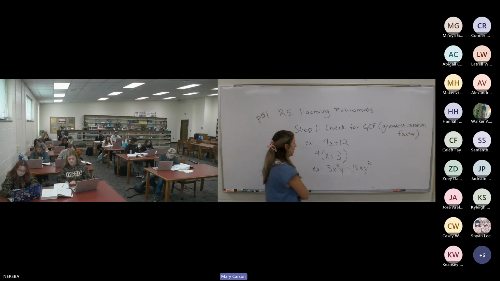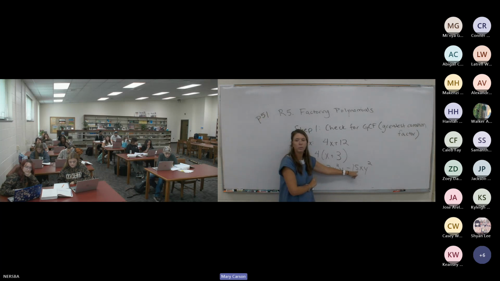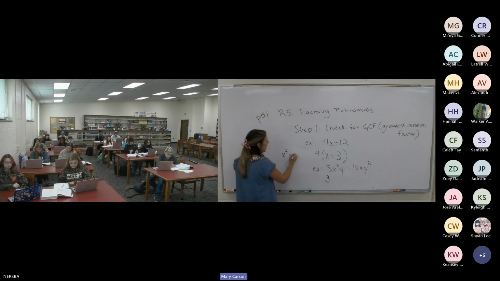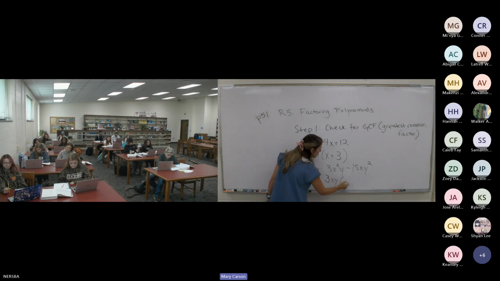All right, anybody want to tell me what they got? What can go in? I always look at the coefficients first. So what can go into 3 and 15? 3. And if you have a hard time with your variables, what I tell people to do is just write it out. So you've got an x squared and a y, which means technically it's an x times an x times a y. And then we have an x and a y squared, which is an x and a y and a y. So what do they have in common? They both have an x and they both have a y. So that's going to be what you pull out for that.